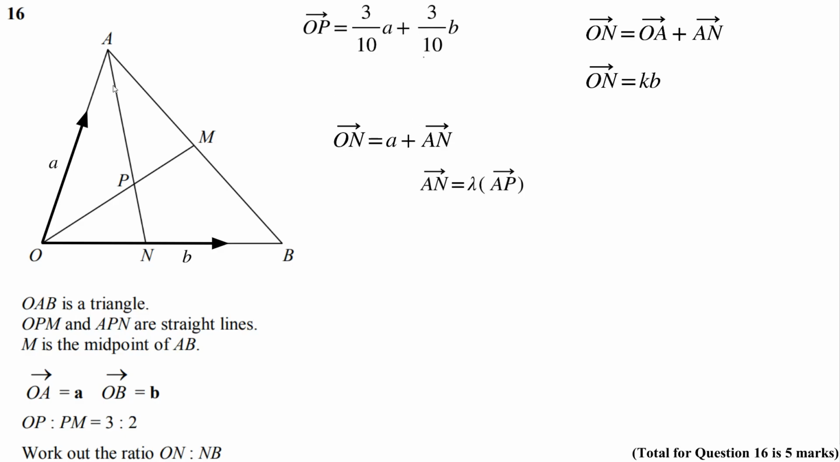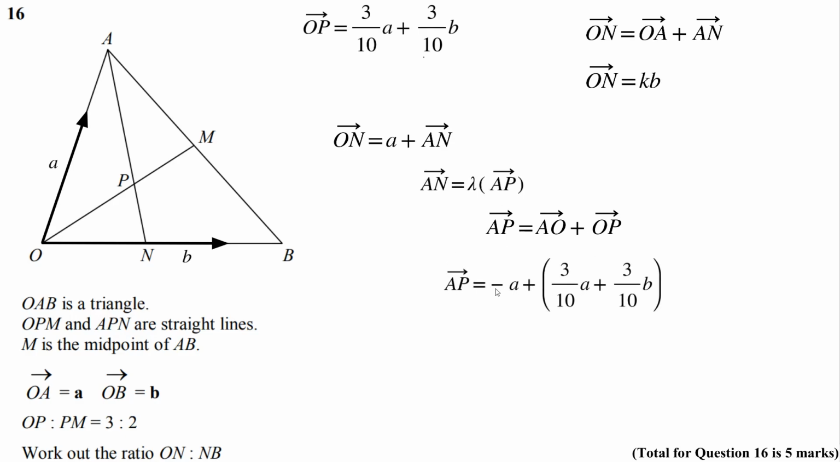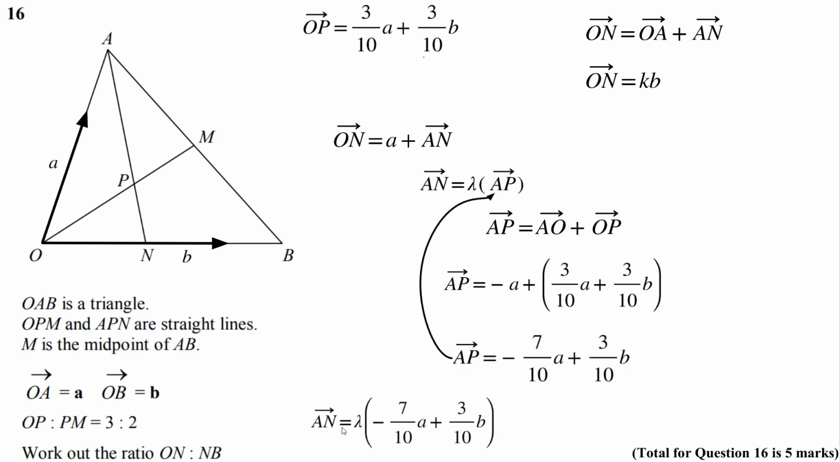And we can get from A to P, because it's A to O and then O to P. So just put in A to O, which is minus A, and then O to P. That. And then we want to substitute this into that. So just, first of all, simplify this to get that, then plug this into that to get this. And we'll just leave that in the back of our heads for now. So A to N is minus 7/10A plus 3/10B, all multiplied by lambda.